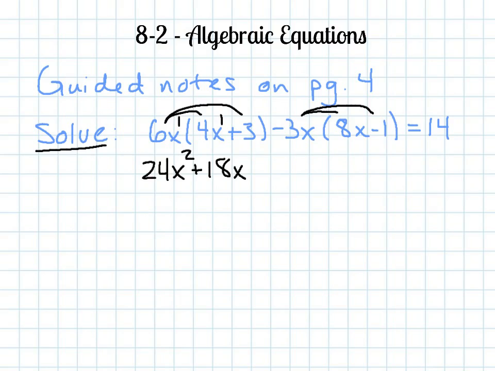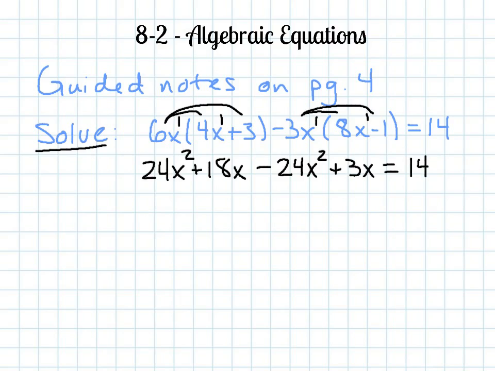Now moving on to the second parentheses, I have negative 3x times 8x, so there I have a negative 24. Same thing, x to the first times x to the first gives me x squared. And then negative 3x times a negative 1 gives me a positive 3x. And that'll still equal 14.